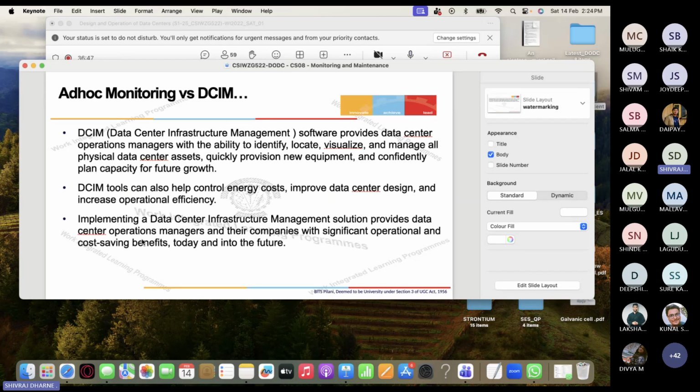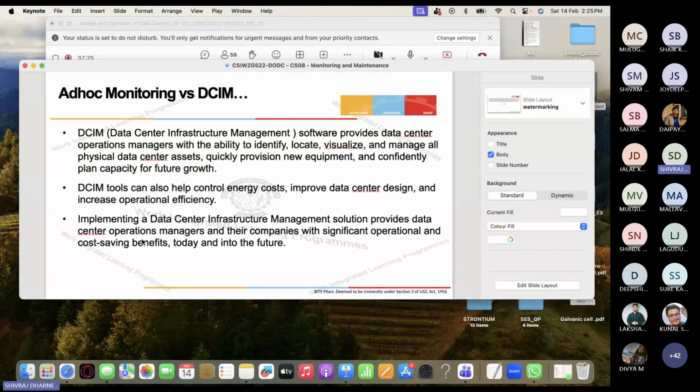Okay, so this data center infrastructure management software will provide data center or operations managers with the ability to identify, locate, visualize and manage all the physical data center assets, right? Quickly provision new equipment and confidently plan capacity for future growth. So this is the job of this software, right? This tool can also help you control energy cost, improve data center design, and also increase operational efficiency.